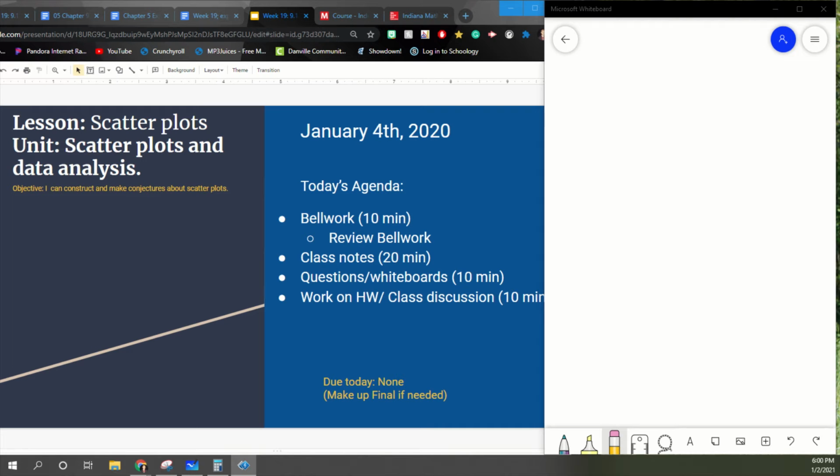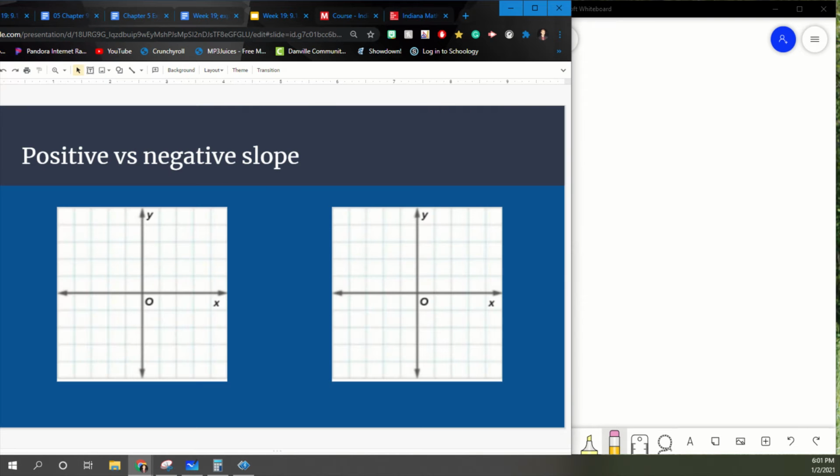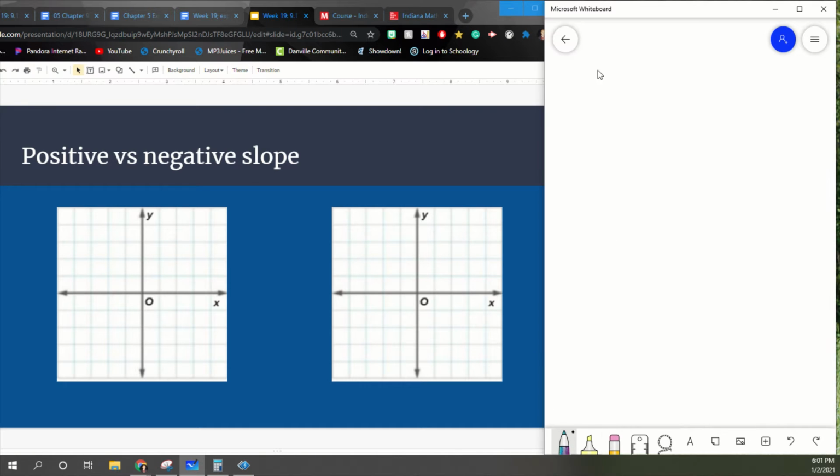Today we're going to be talking about scatter plots and data analysis. Something I want to refresh your memory on before we dive in is positive and negative slope, because that is part of what we'll be talking about today. Just a reminder that our positive slope is always going to give us a line that looks like this. That is our positive slope. This is our negative slope. And we'll use this in our analysis of scatter plots later.